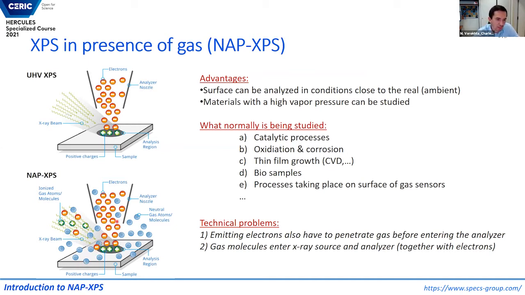And another technical problem is that you, of course, as I said, have entering of the gas into the analyzer, and also if you use some X-ray source, this gas can also enter the X-ray source. The operation of the X-ray source and the analyzer requires high voltage, and gas is of course not good for those things, which means that you need somehow to try to exclude the influence of gas on the analyzer and X-ray source.